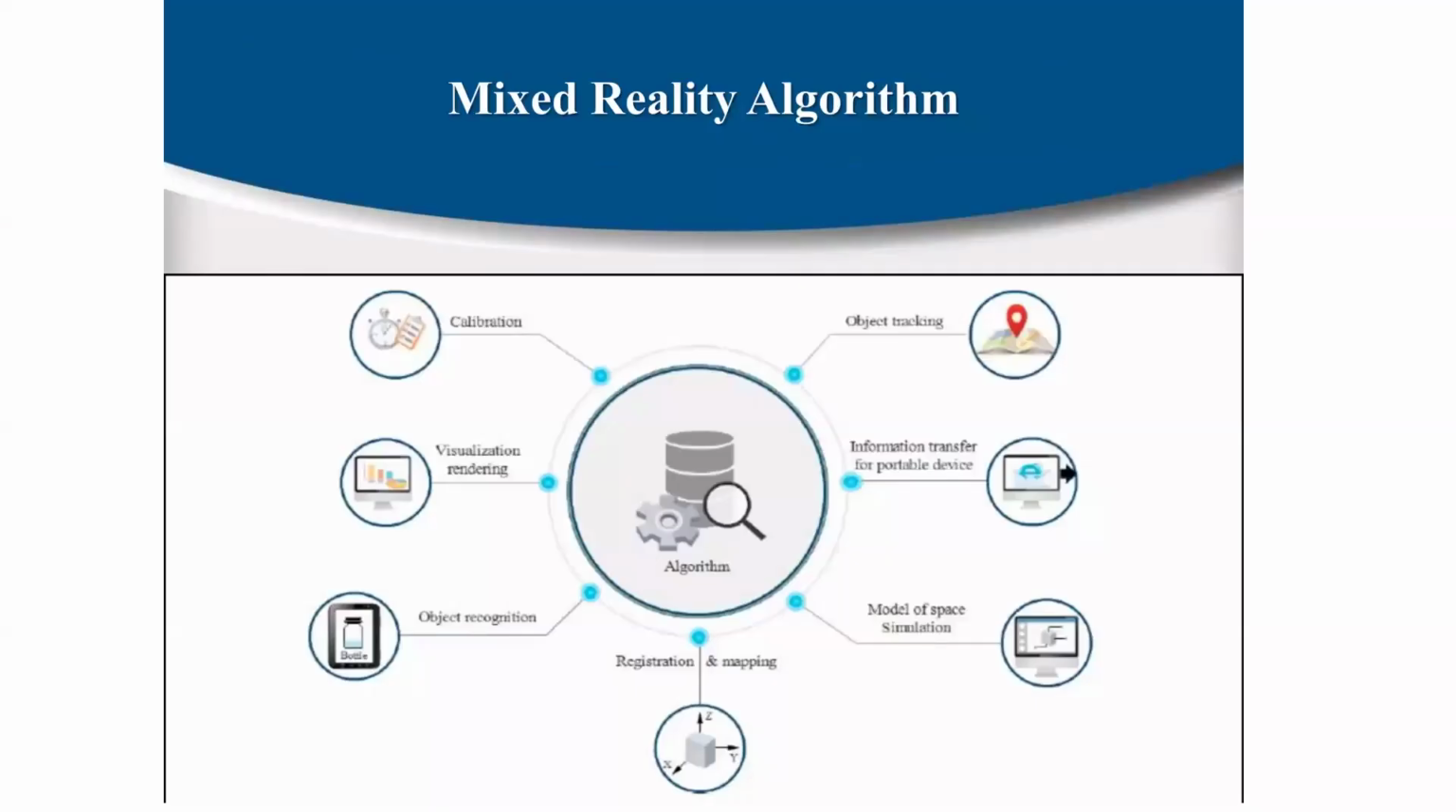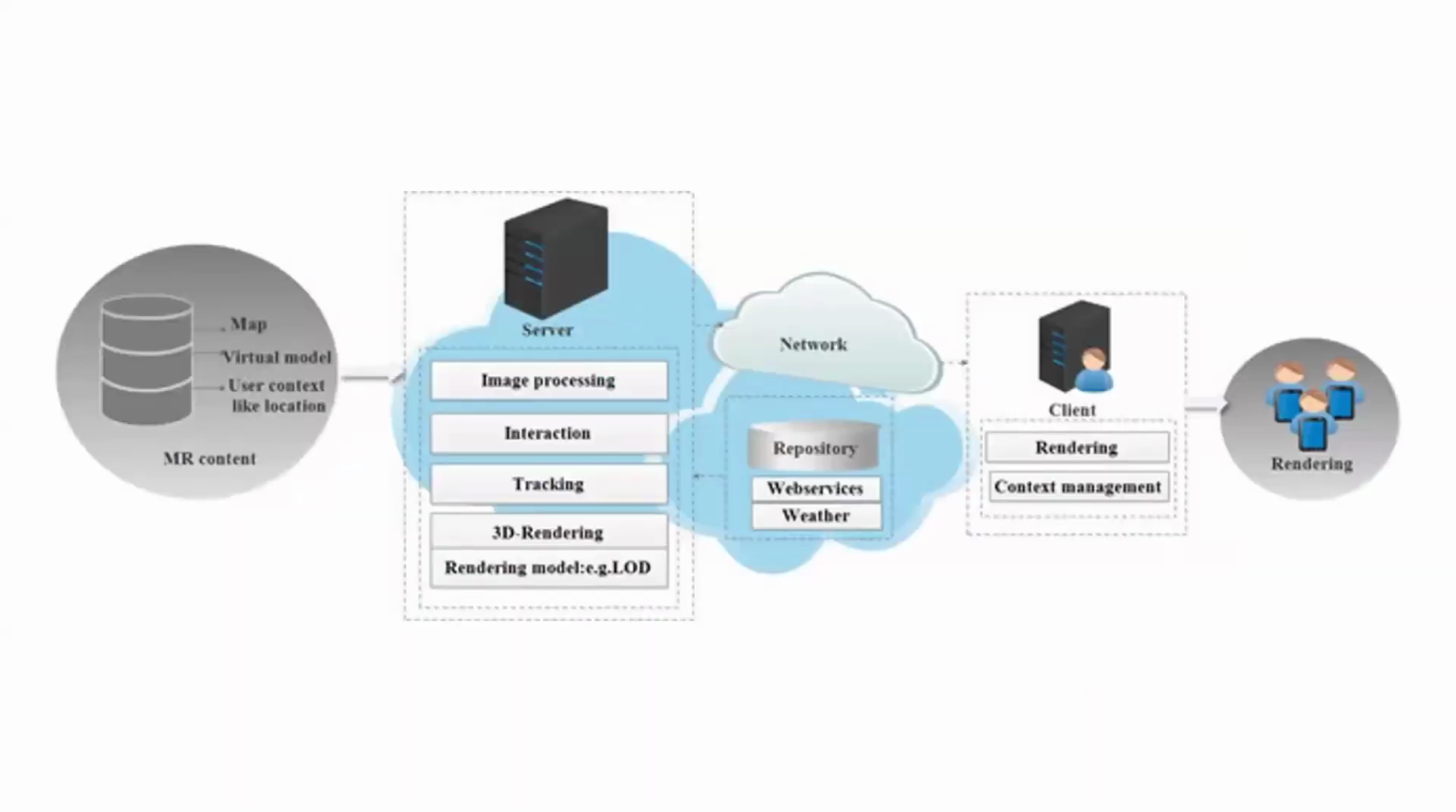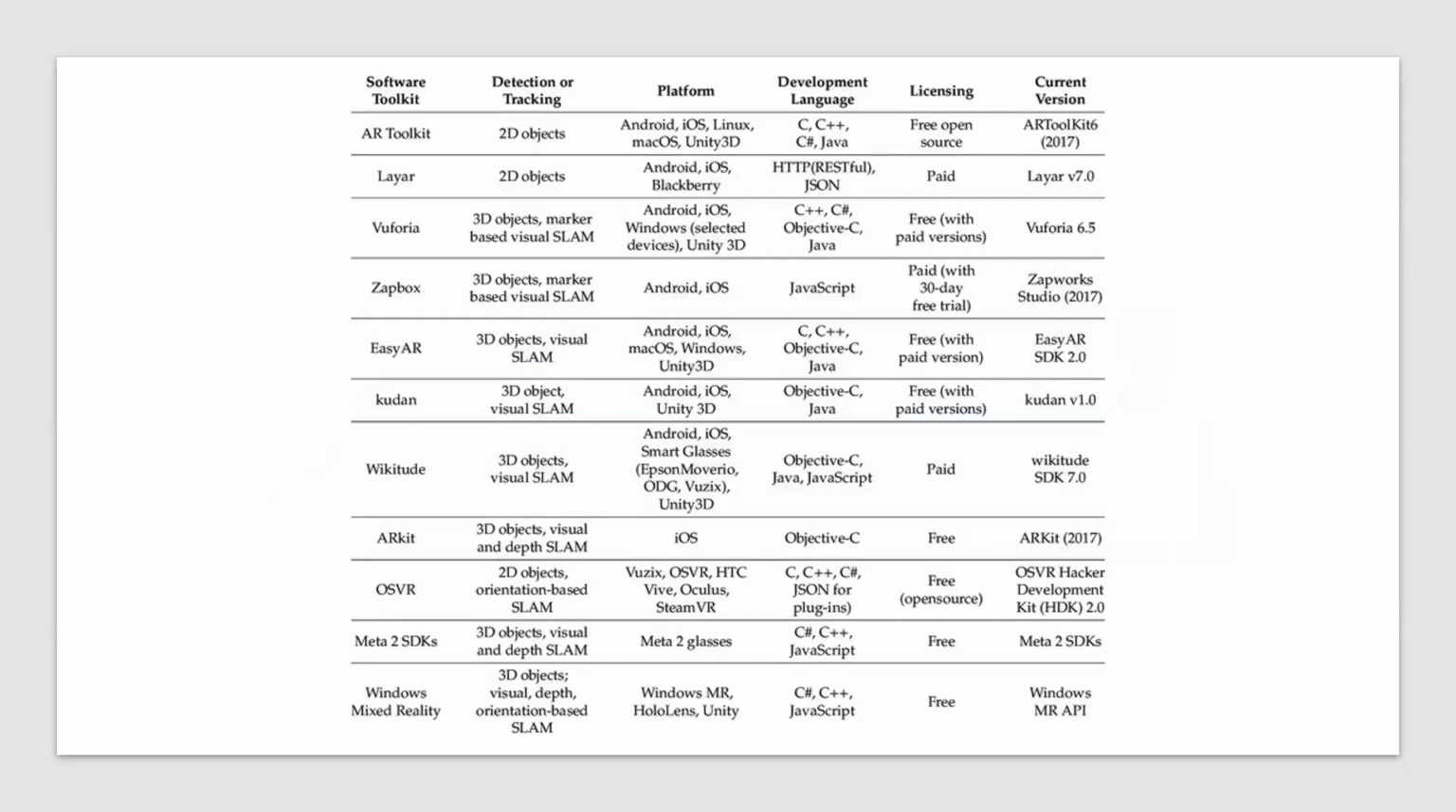So you need calibration, virtual rendering, object recognition, registration and mapping, modeling of the space, then object tracking, and then finally information transfer. Typical architecture of mixed reality is you have mixed reality content, you have server, you have network, finally you have client, and then the rendering.